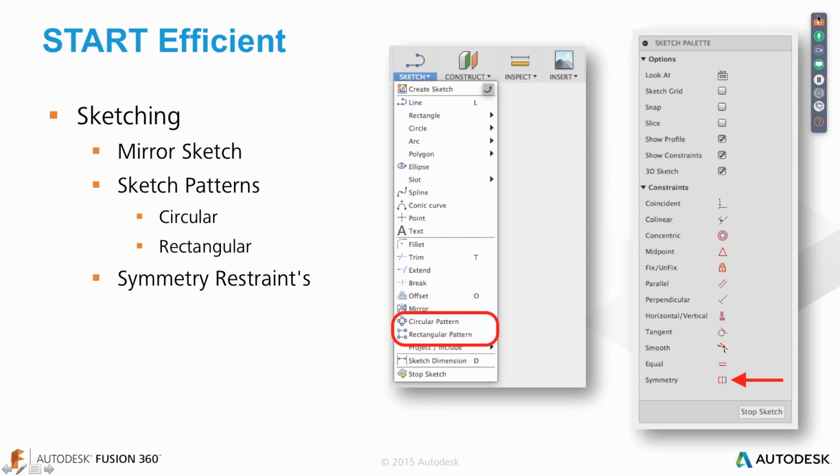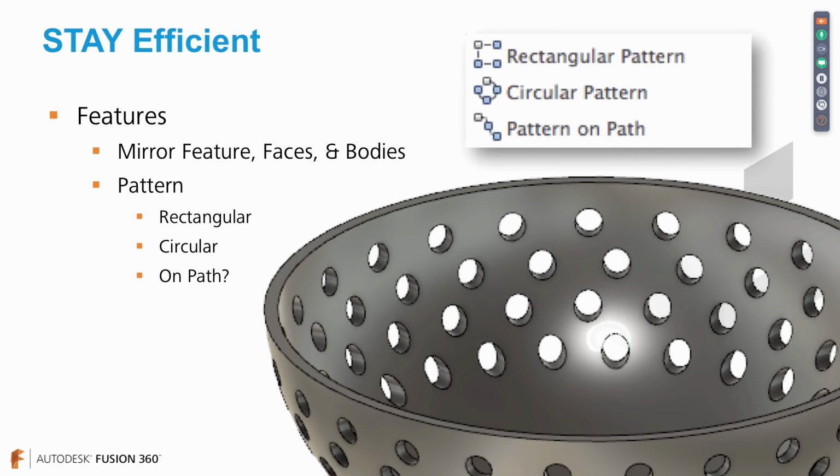So real quick, where I'm going to be going is starting in sketching, obviously. That's kind of the building block for most features, most components, most bodies that you're going to be building. So I'm going to show you some of these options that you have here. So things like mirror, circular pattern, rectangular pattern. I don't know why I didn't circle mirror in this case, but things like that are all things that are going to help you get your design done very fast, very efficiently. And also there's a symmetry restraint. I don't know if anyone here has used that before, but I started using it recently and I found it to be very helpful.